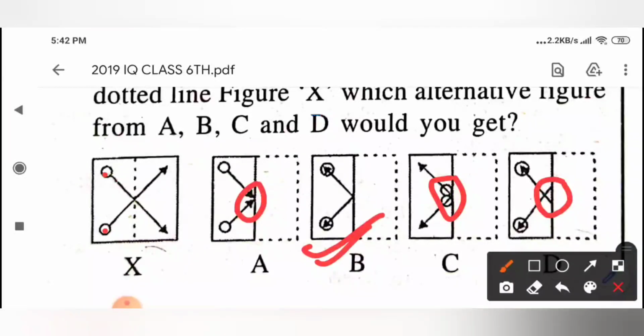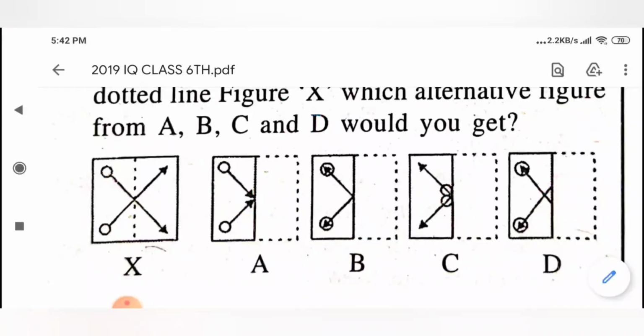When you fold it, the arrow mark comes inside that circle.